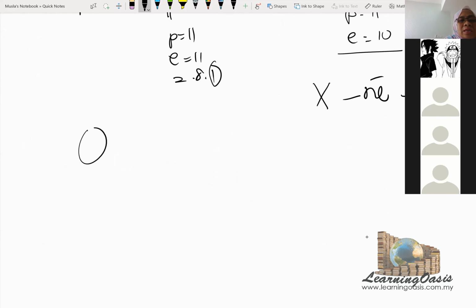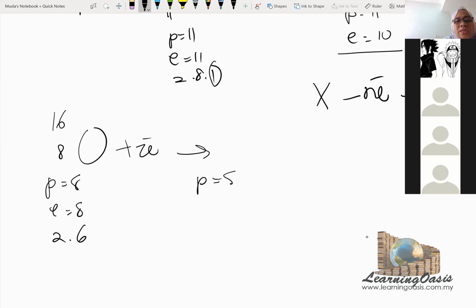Now, what if I have oxygen? Oxygen is 16, 8. So proton is 8, electron is 8. This is 2, 6. How does it achieve octet stability? Gaining 2 electrons. So when it gains 2 electrons, proton is still 8, electron now is 10. More positive or more negative? More negative, by 2. Should be O2-. Get it?